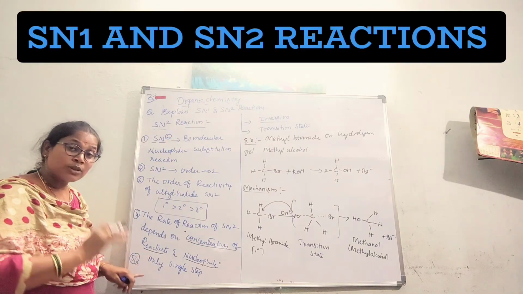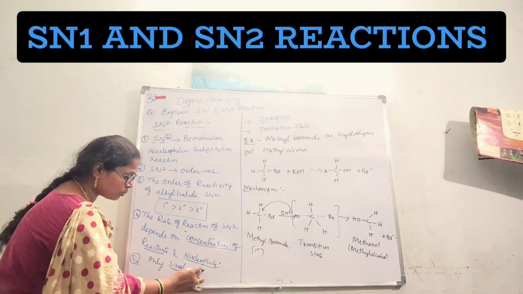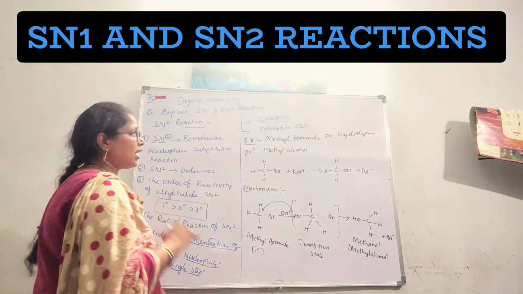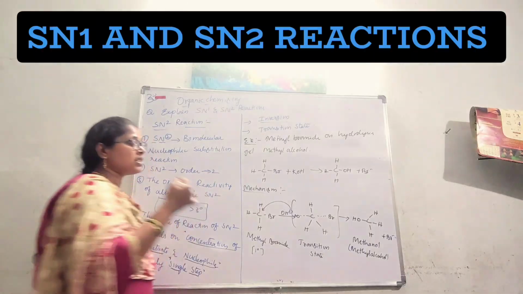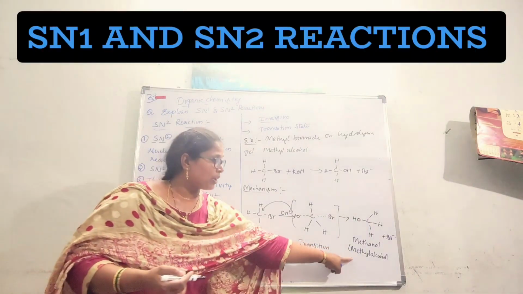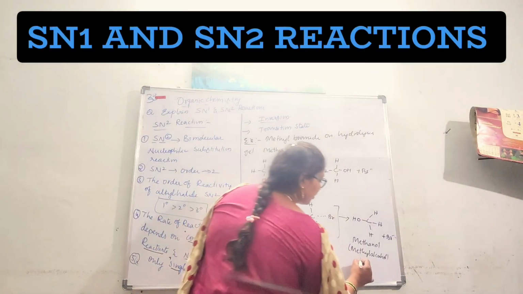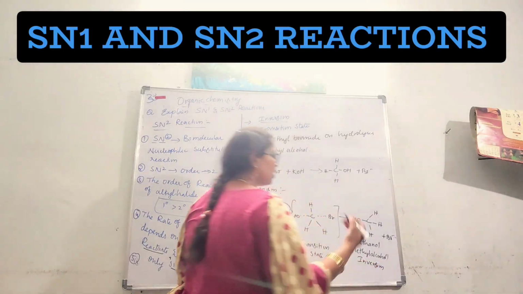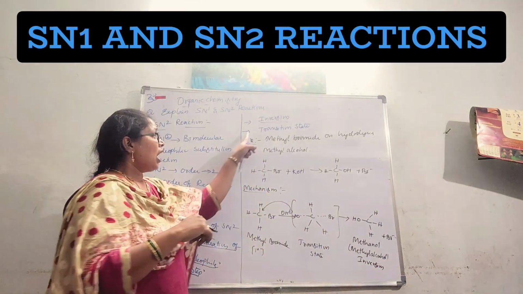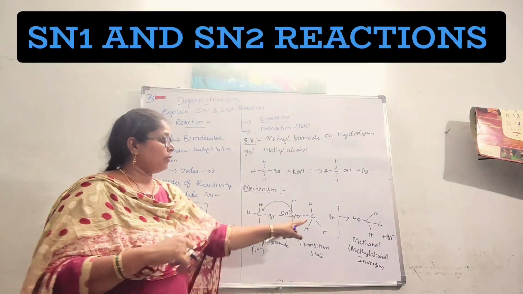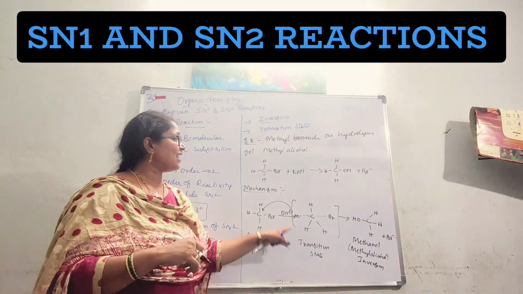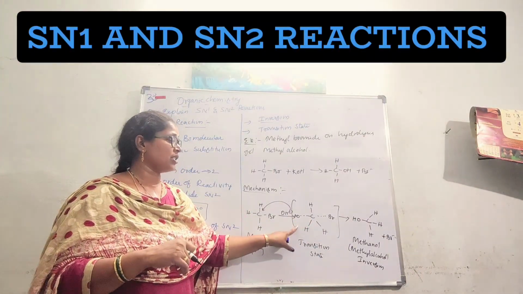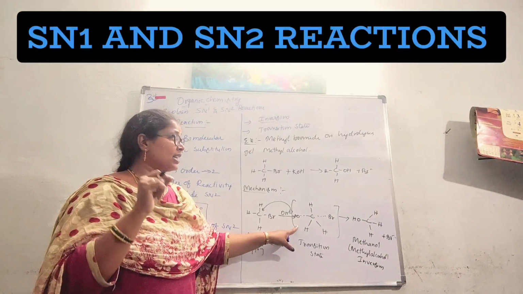Okay, and this will take place in only a single step. Understand? Next, here we can observe the stereochemistry. We can observe the inversion product, which is called Walden inversion. And here the formation of products is followed by the unstable transition state. This is the important point regarding the SN2 reaction.